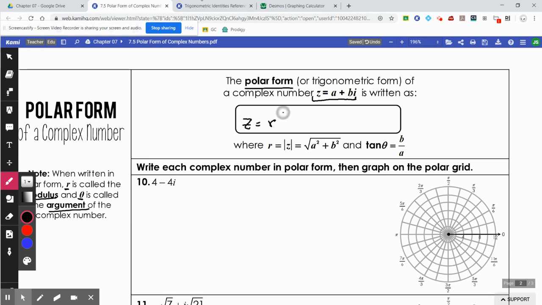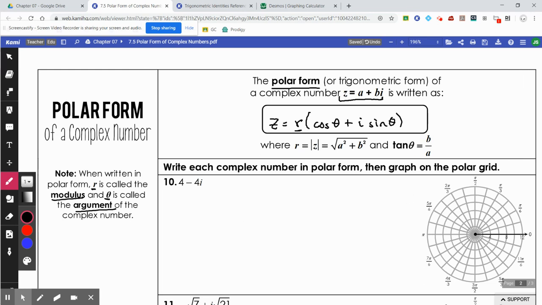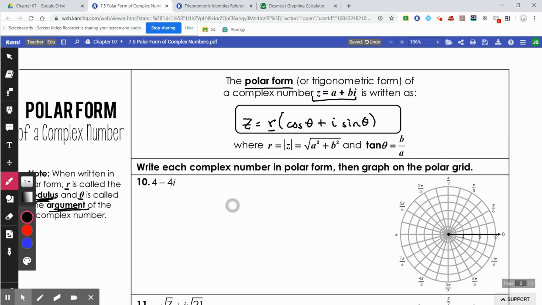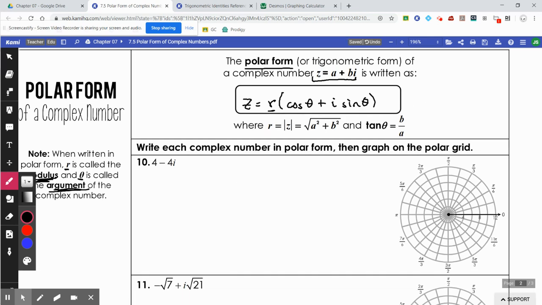Z is going to equal r times the cosine of theta plus i sine theta, where again, r is your modulus and theta is your argument. And here's how you find r and theta.